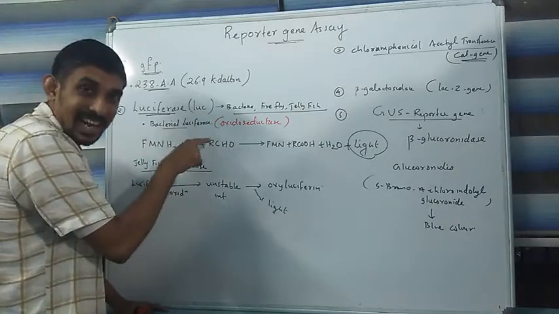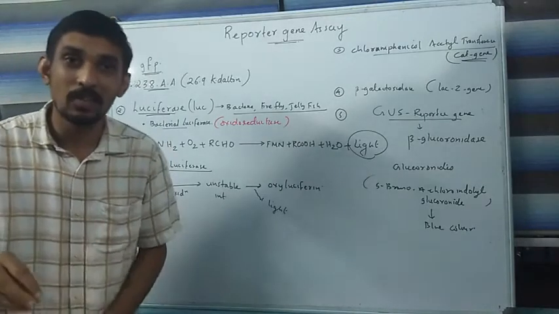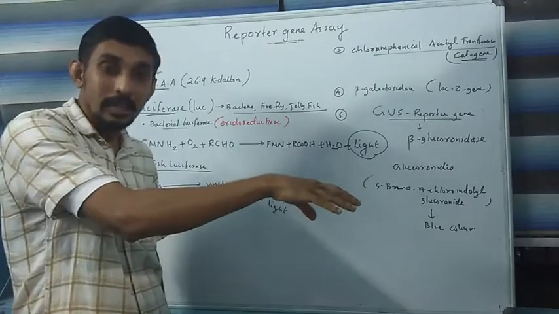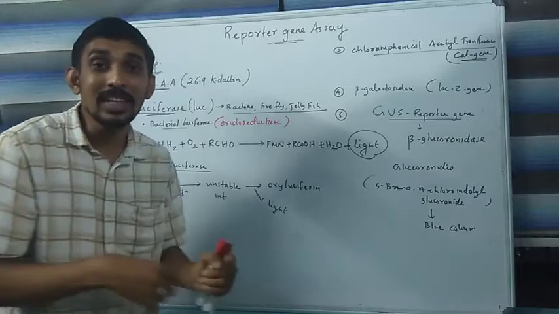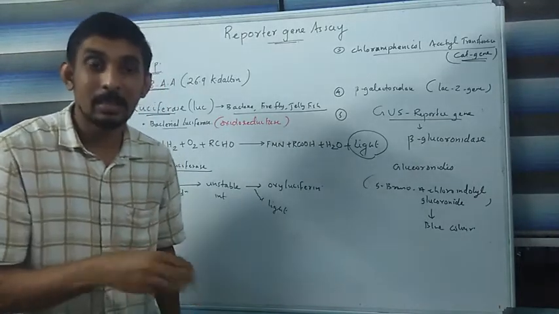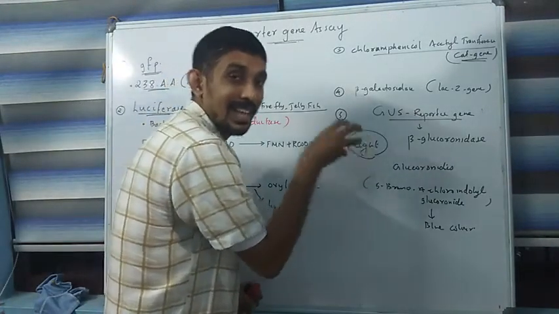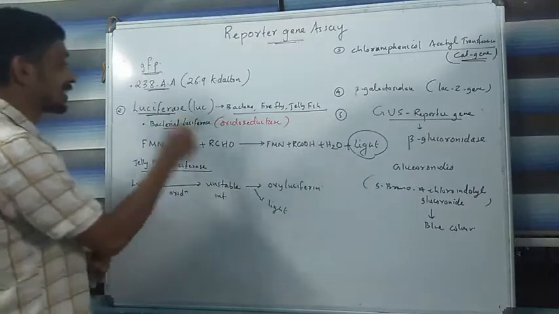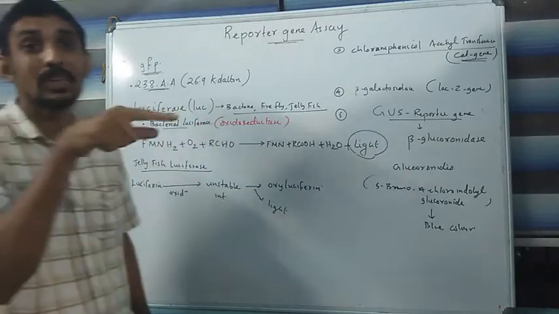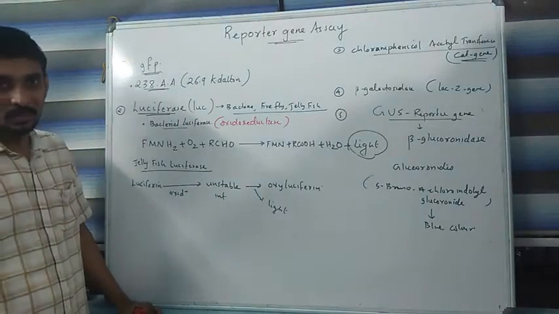So if we tag this bacterial Luciferase along with the gene which is going to be inserted into the cell, after the insertion of that gene, we can easily detect its presence by detecting the light emission due to the tagged bacterial Luciferase along with that gene. So it is also an example of a reporter gene assay.